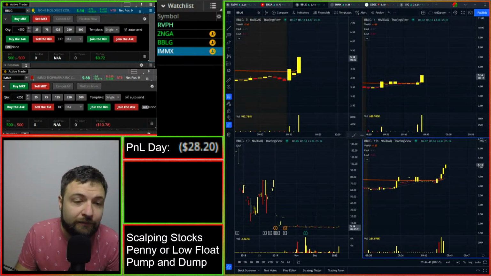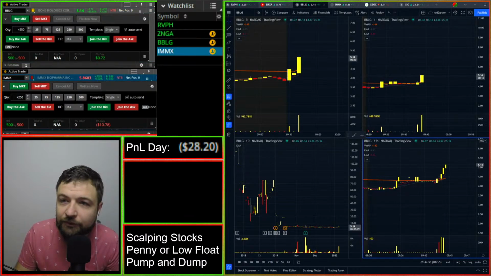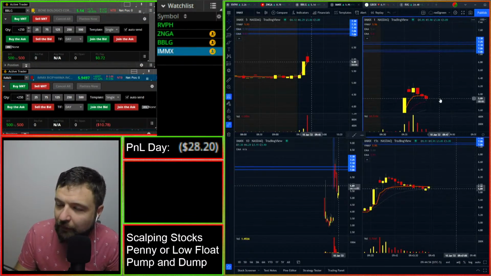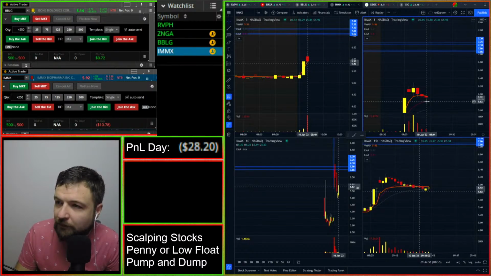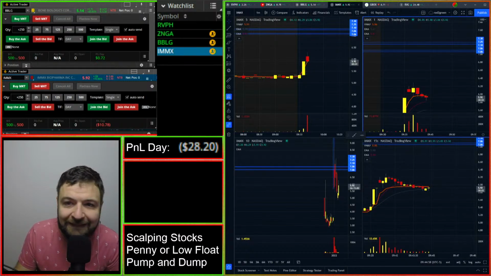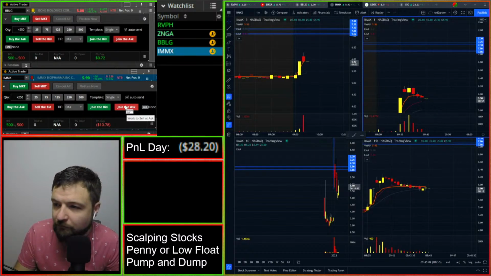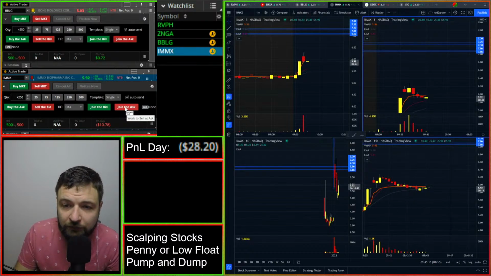I know, it's hard to trust. IMMX, look for the false VWAP breakout. And then 598, so over 6 on IMMX. But we need to see some volume coming in. So 98, let's watch how it's going to get to 98.